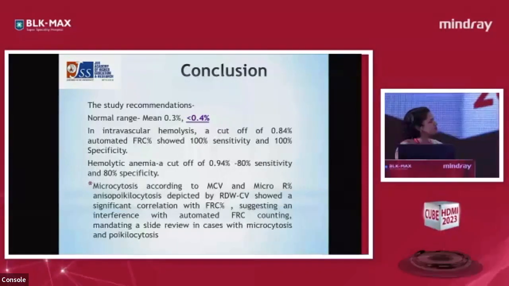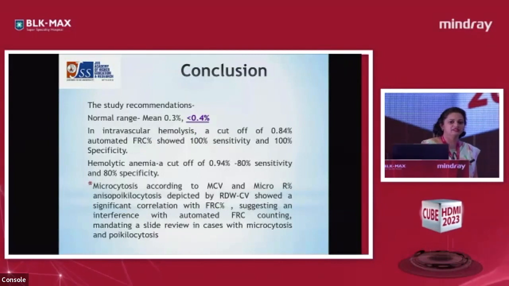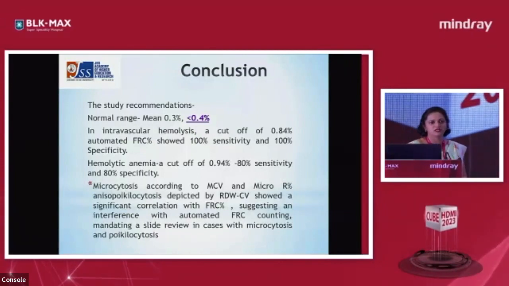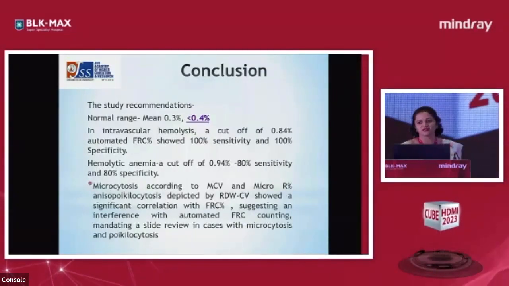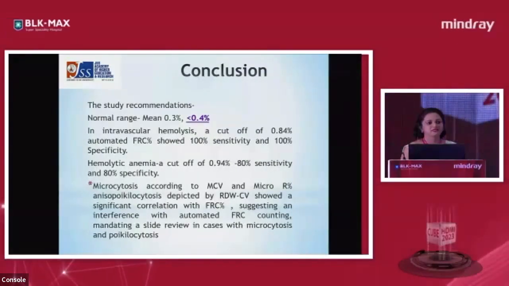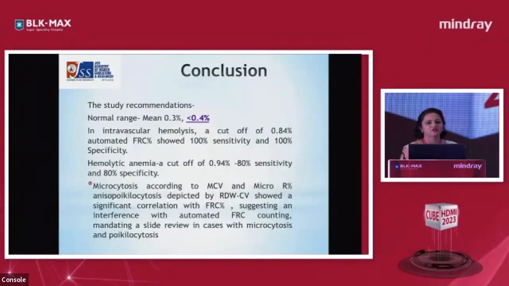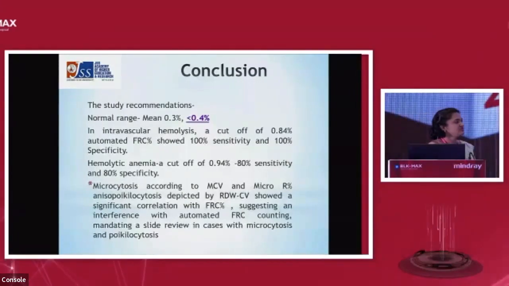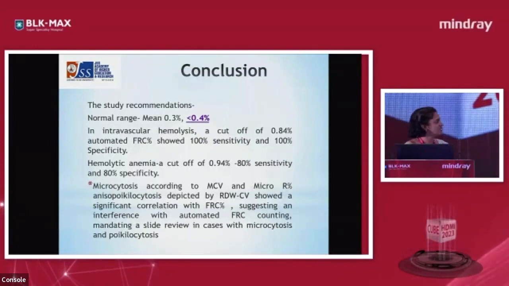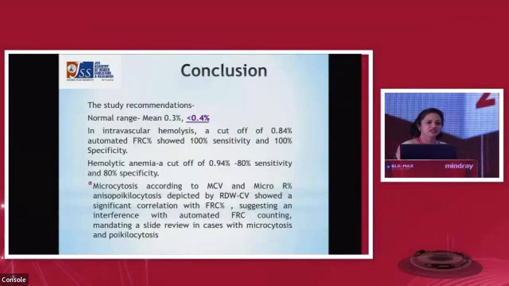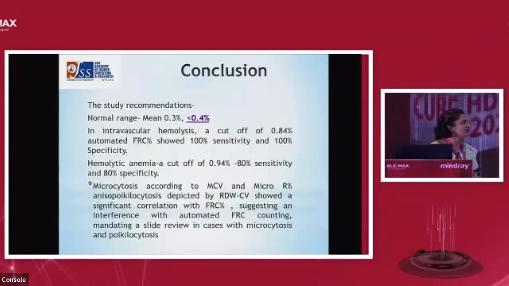And now the recommendations of the study. The mean FRC percentage obtained in my study is just 0.3% for the normal blood picture group, and we can assume less than 0.4% as the normal reference range for Mindray BC6200. And in intravascular hemolysis, a cutoff of 0.84% has a sensitivity of 100% and specificity of 100%. And in hemolytic anemia altogether, when we consider both intra and extravascular hemolysis, the cutoff was 0.94% with 80% sensitivity and specificity.